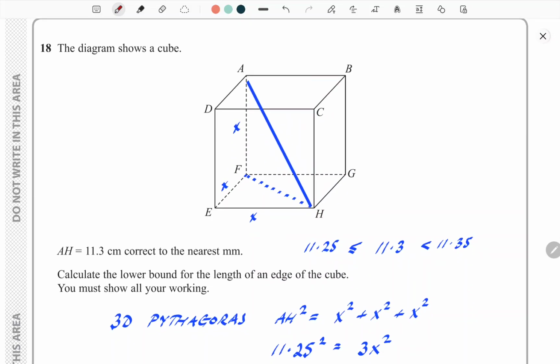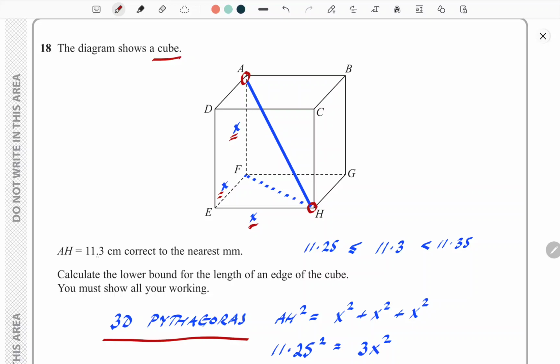What we have here is 3D Pythagoras, because we're going from the back top corner to the front bottom corner, H, through the center of the cube. It's a cube, remember, so all the sides are equal. So I've let it be X. You can choose any letter you like, it makes no difference.